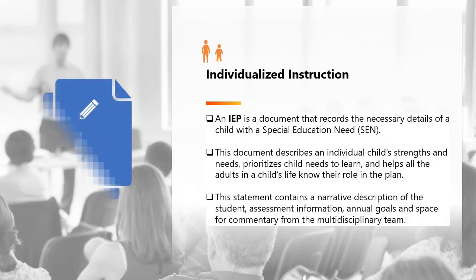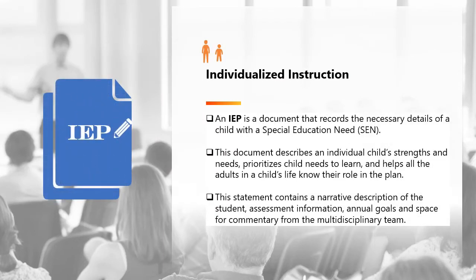An IEP is a document that records the necessary details of a child with a special education need, or SEN. This document describes an individual child's strengths and needs, prioritizes what the child needs to learn, and helps all the adults in a child's life know their role in the plan. This statement contains a narrative description of the student, assessment information, annual goals, and space for commentary from the multidisciplinary team.